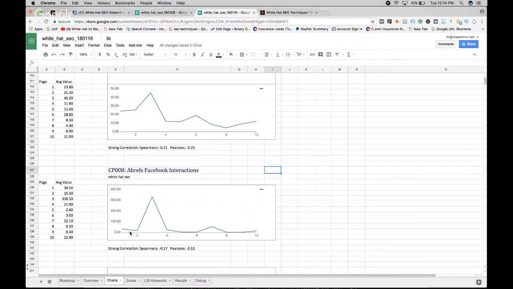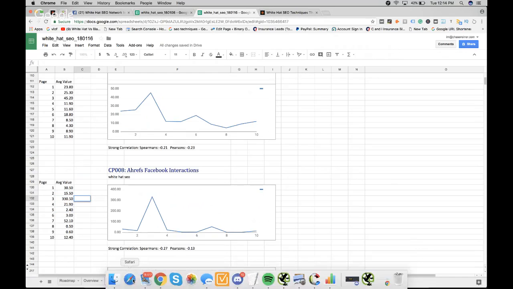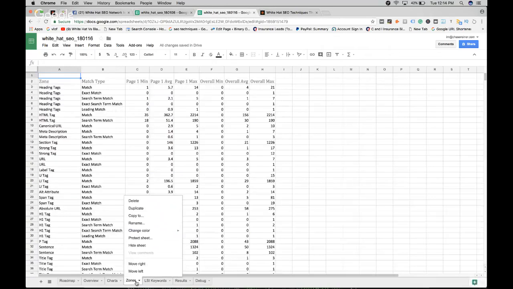Cool. All right. So you said that those are the pages, and these are this. What were these? The average measurement by page for the factor. Gotcha. So like the running average, right? Yep. Cool. All right. Zones.